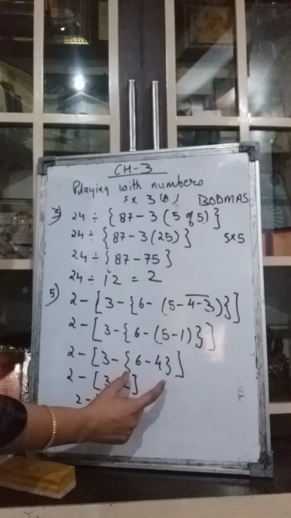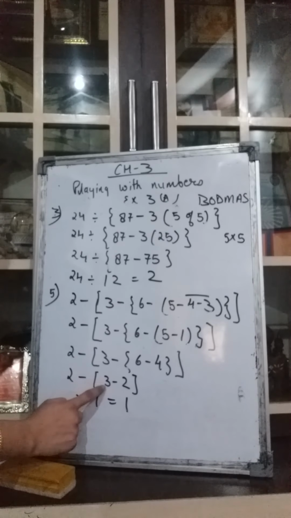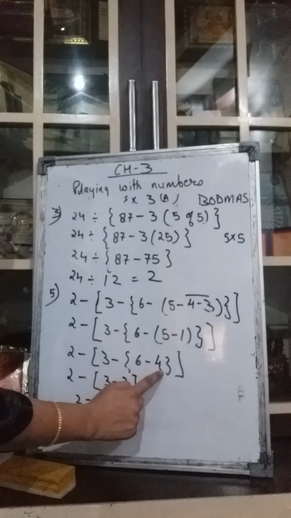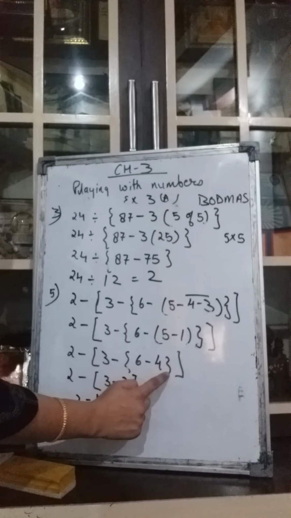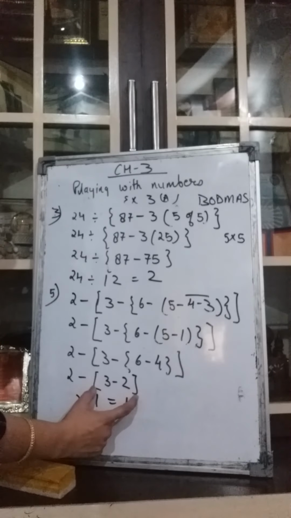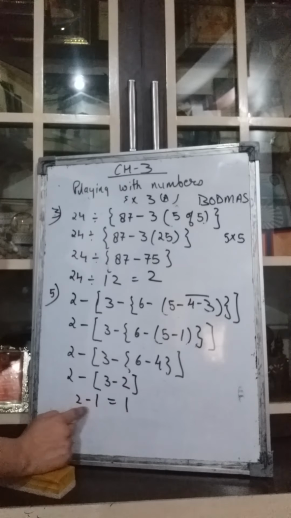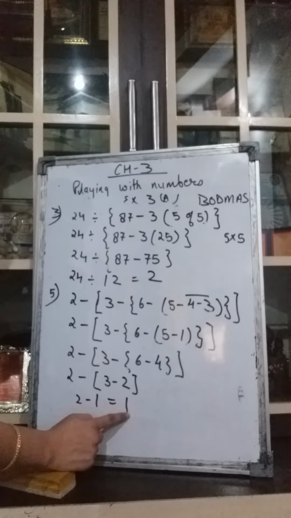So now which is the bracket left, the innermost? This is now the innermost bracket. So we will solve this first. So it will be 2 minus 3 minus 6 minus 4 gives you 2. So this bracket has also gone. This has been solved. Here 2 is left. Now we will solve this bracket. So it will be 2 minus 3 minus 2 gives you 1. 2 minus 1 gives you 1. Clear?